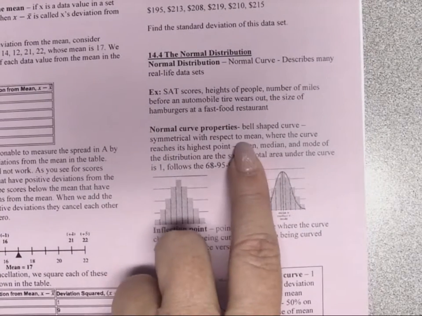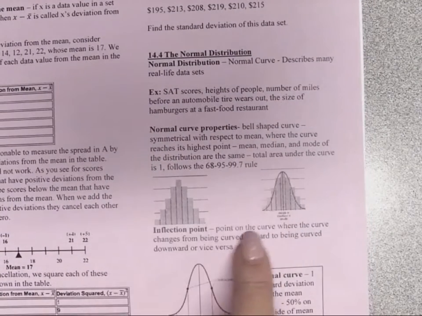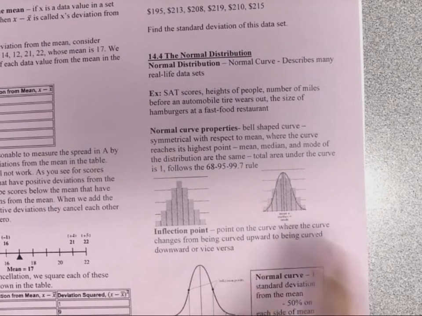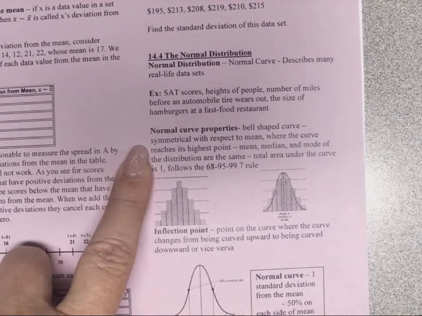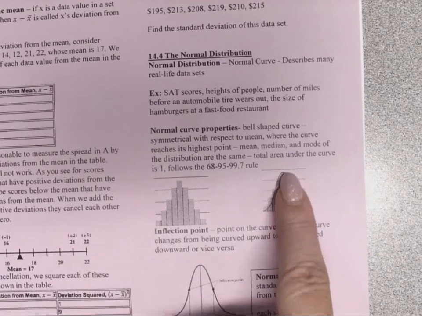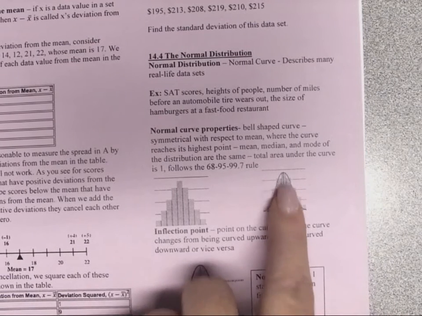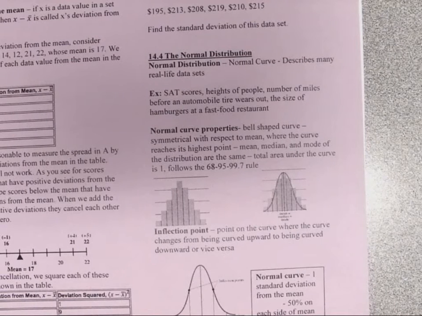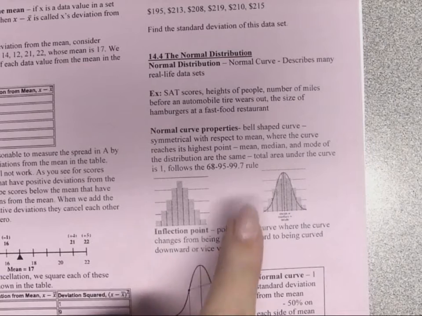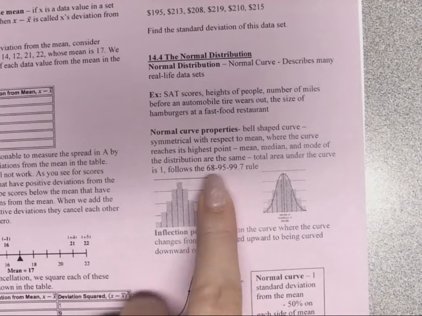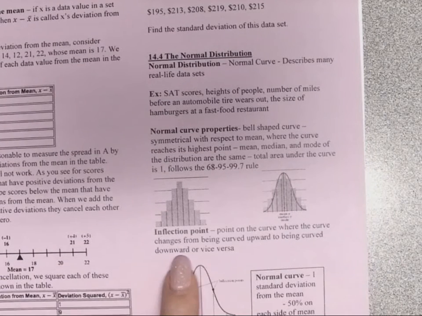So normal curve properties are a bell-shaped curve, which we can kind of see there. It looks like a bell. It's symmetrical with respect to the mean, where the curve reaches its highest point. That's going to be our mean. And the mean, median, and mode of the distribution are all the same. The total area under the curve totals up to be a 1, and it follows the 68, 95, 99.7 rule.